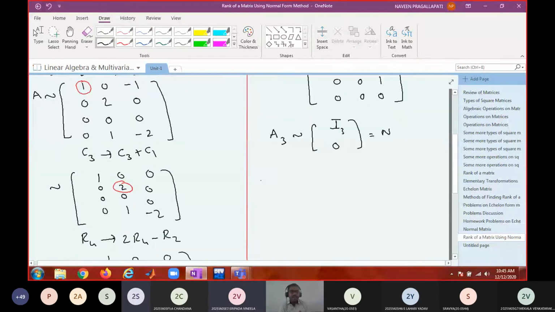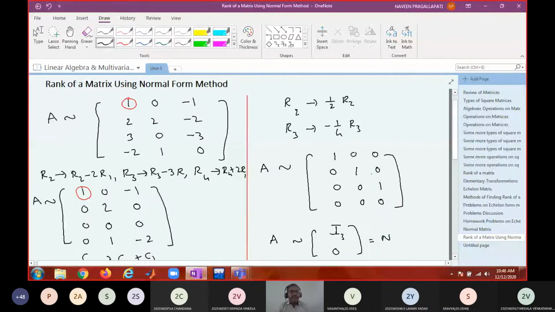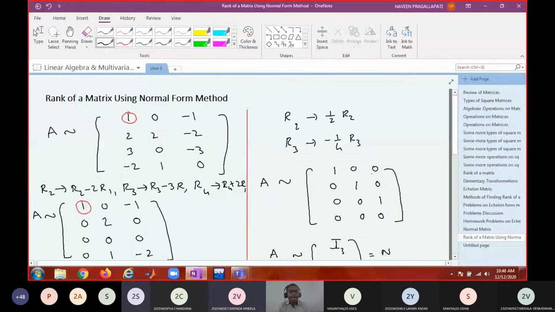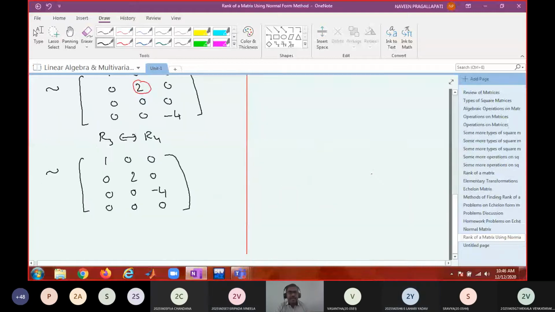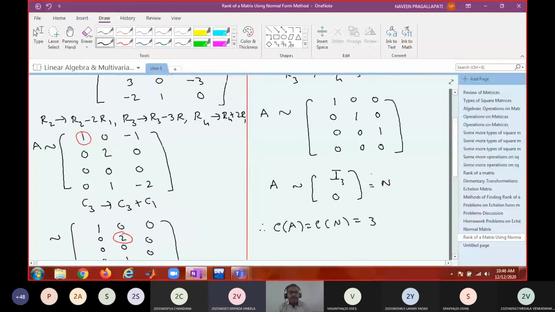Therefore, what is the rank of A? Rank of A is equal to the rank of the normal matrix, which is equal to 3. So we got the rank 3, right? Rank will not change. The rank of a matrix is unique. Whatever method you apply, all of you should get the same rank. Is this clear to all of you? Yes, sir. Okay, so that's how we convert a given matrix into normal form.